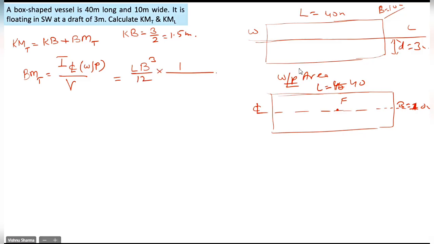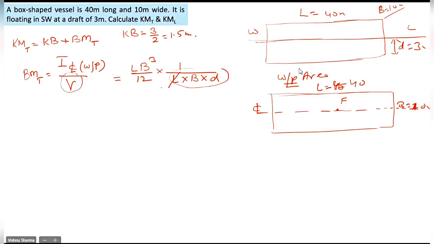And guys, look at the upper diagram. What is the volume of displacement? What is the volume that is displacing water to support the ship's weight? 40 into 10 into 3. L into B into D. Yes or no? 40 is length, 10 is breadth, and 3 is the draft. LBD. Yes, guys, can you please confirm if you're aligned with this? Correct.